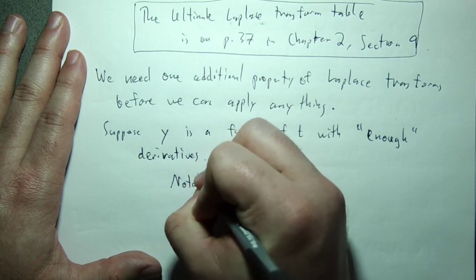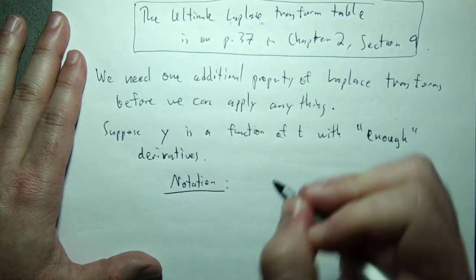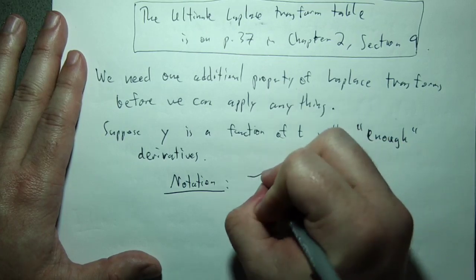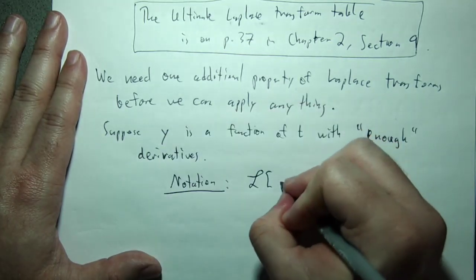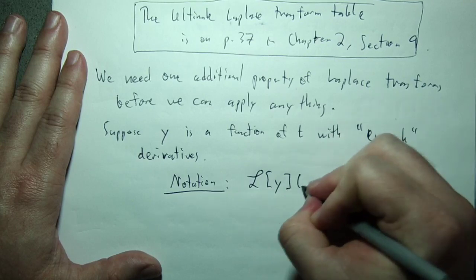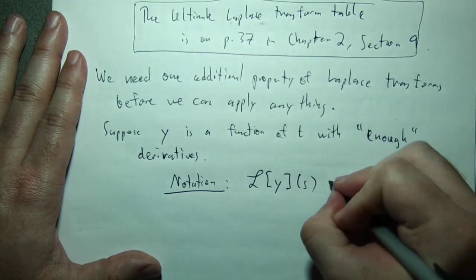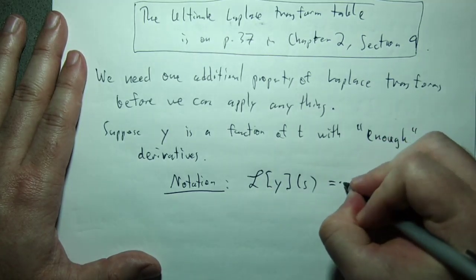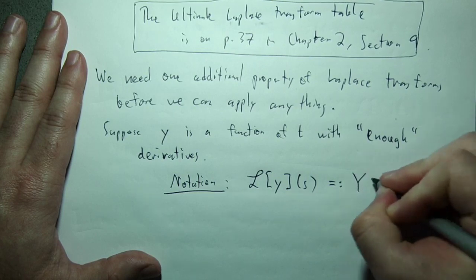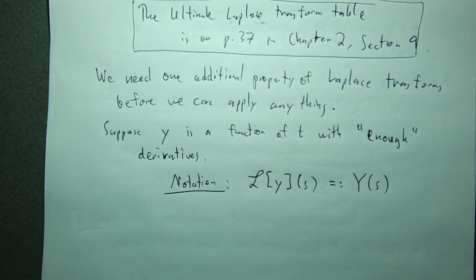Okay. Here's some notation that is going to be used throughout all of our dealings with Laplace transforms. So here's notation. The Laplace transform of our function little y of s, we define that to be big Y of s. Okay. So this is defined to be big Y.